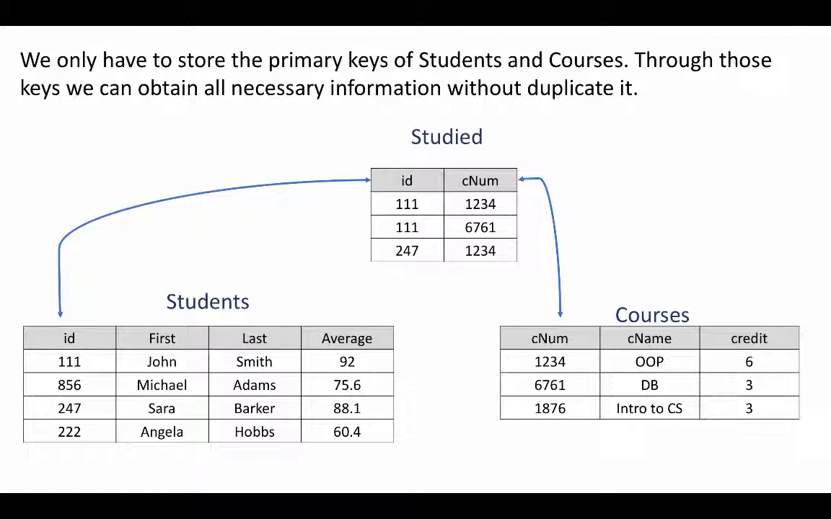For example, we see in the first line in the studied table that the student number 111 took the course number 1234. If we want to know the name of this student, we just have to follow to the students table, and there we find the student with the ID 111, and we can find all the additional data needed about this student. And if we want to know what this course 1234 is, we follow to the courses table, and there we can find the CNAM property, which is 1234, and then we can see that this course is OOP, which gives 6 credit points.